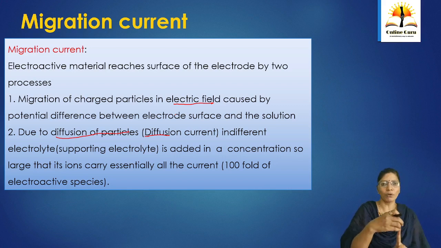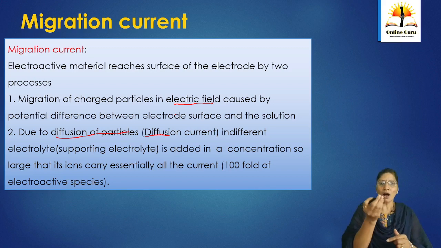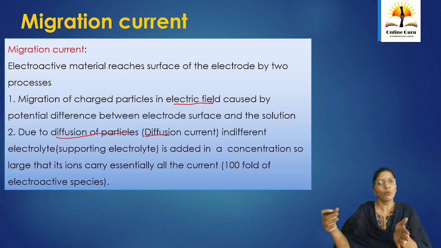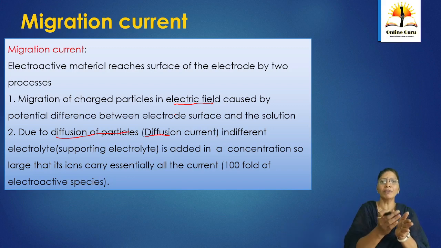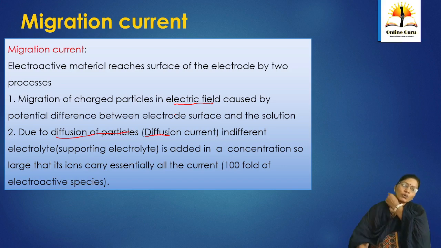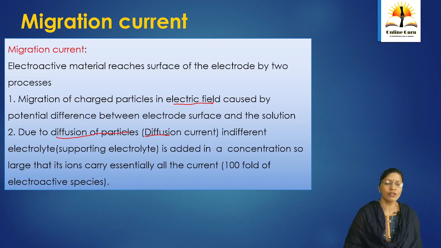Okay, so as the applied potential reaches the decomposition potential on the electrode, that analyte is going to get decomposed. Whatever is in the vicinity of the dropping mercury electrode, of that drop, will first get decomposed, and after that, where will you get analyte from? From the bulk it will move, and the movement will be diffusion controlled, and this is called diffusion current. Alright, so due to diffusion of particles, indifferent electrolyte is added in a concentration so large that its ions carry essentially all the current, that is 100-fold that of the electroactive species.